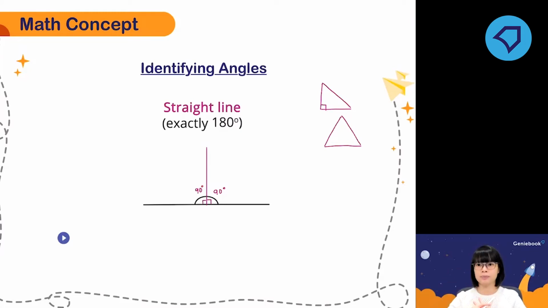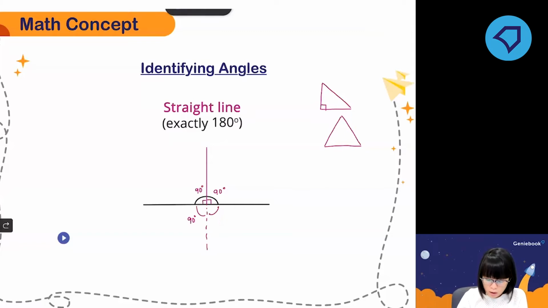And then 360, because if the top part is 180, and you want to go one round, this is also 90, this is also 90. If you want to make one complete circle, it's actually 360 degrees. But we don't need to know that just yet. All I need you to remember are the three main angles. One more time: acute angle, right angle, and obtuse angle.